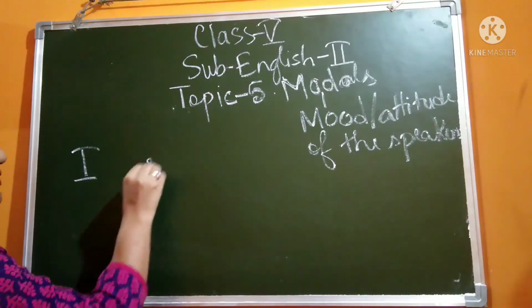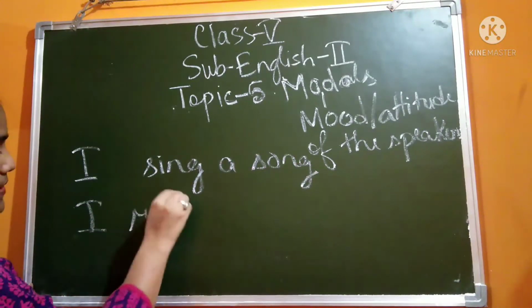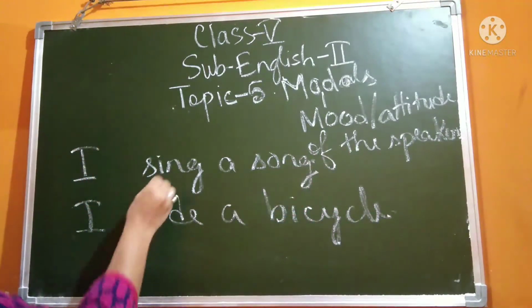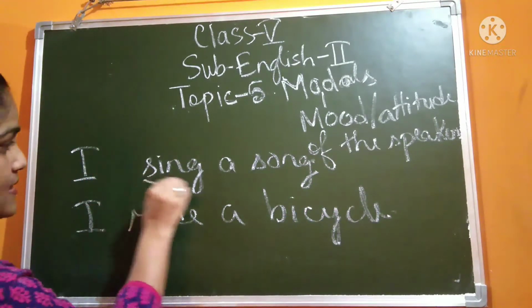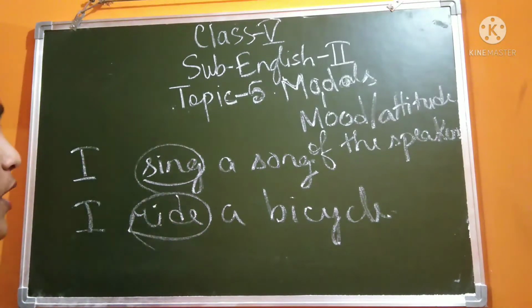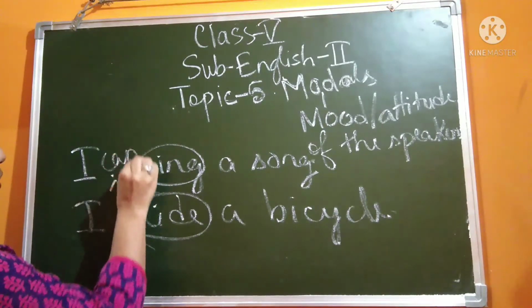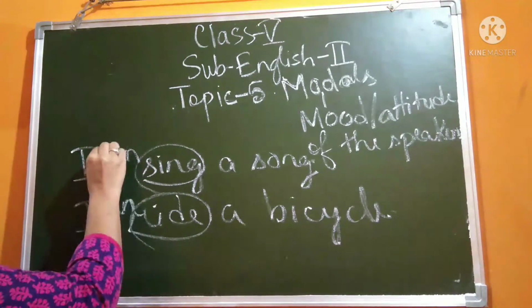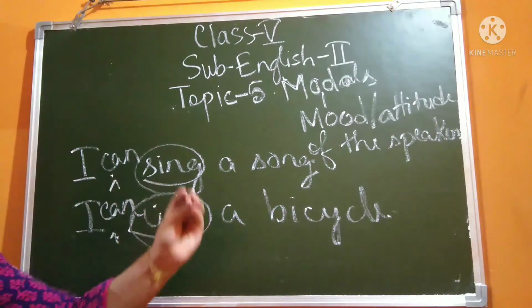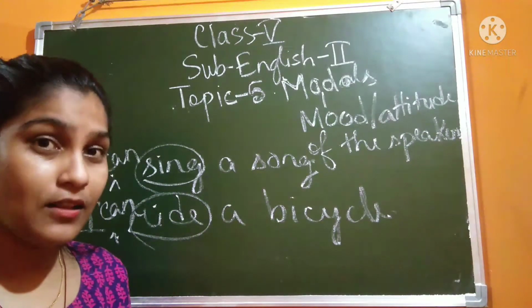I sing a song. I ride a bicycle. Here in these two sentences we have used the main verb. Here the main verb is what? Sing. Here the main verb is what? Ride. Yes. So if we use the modal verb can here, can. Here also can. Here it shows that I have the ability to sing a song. I have the ability to ride a bicycle, right?